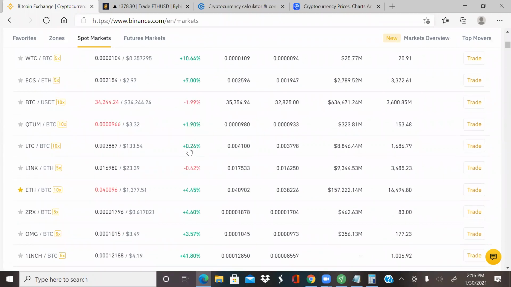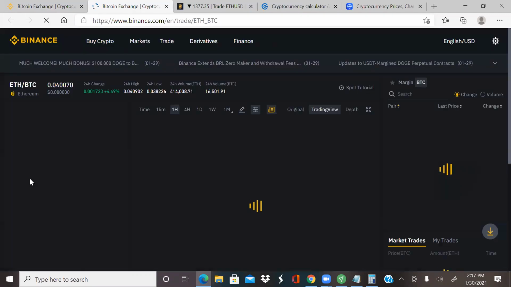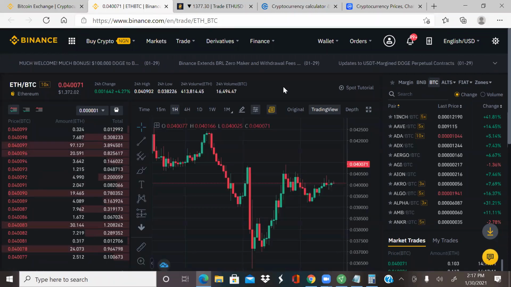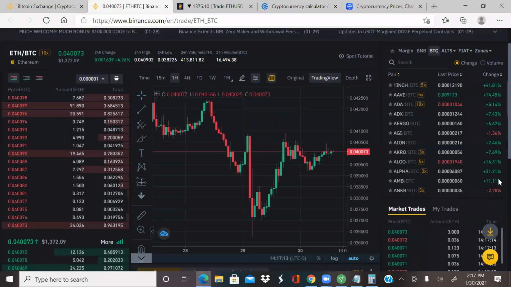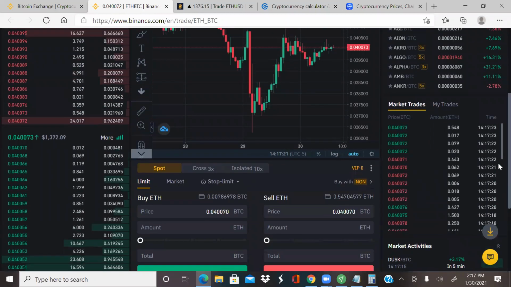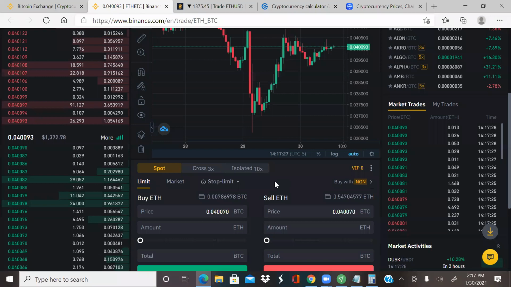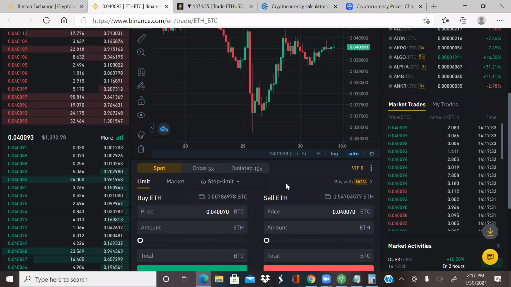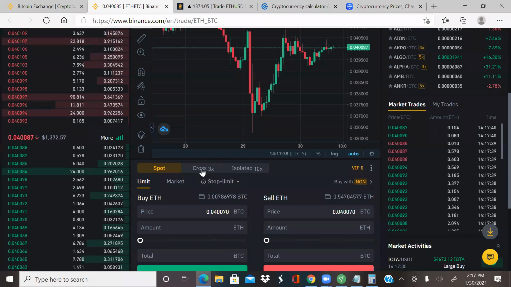So what I'm going to do is click here. The first thing I want to do is transfer. Okay, I think I've already done a transfer on this one. Now I'm going to click on where my cursor is, on cross margin.